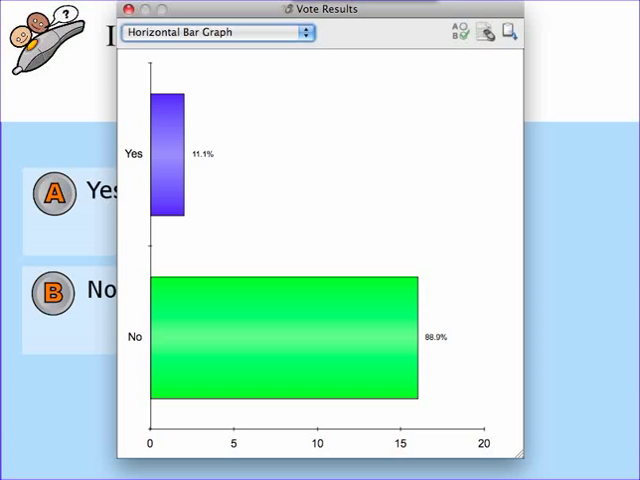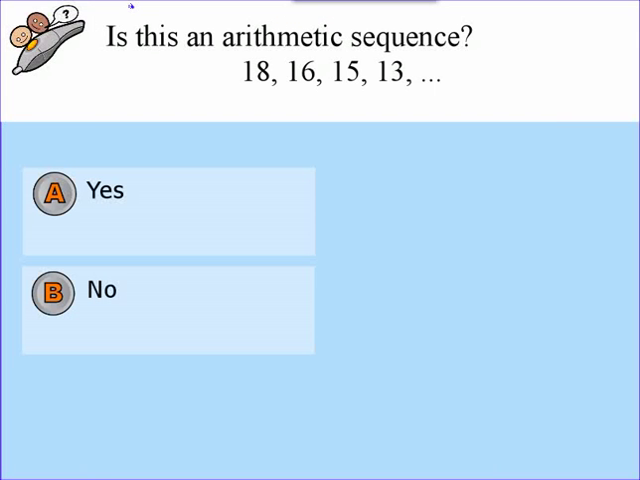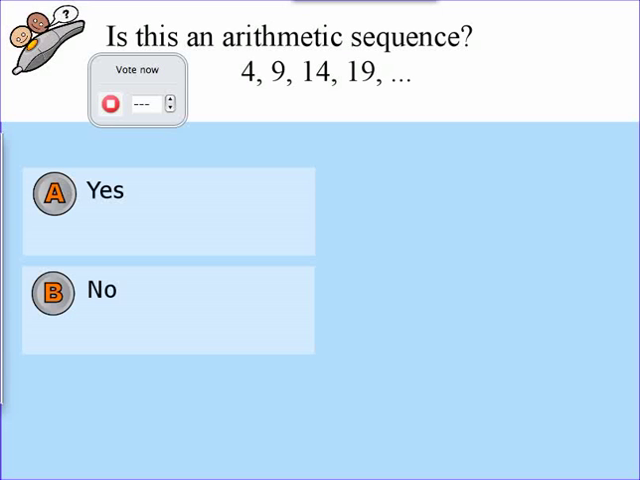Is that an arithmetic sequence? Yes or no? No. Okay, so let's look at why that is not an arithmetic sequence. It subtracts 2, then it subtracts 1. If you check here, I subtract 2 here. From 16 to 15, I subtract 1. 15 to 13, I subtract 2. Remember, in order for it to be an arithmetic sequence, all of those subtractions need to be the exact same. All right, let's look at this one. Is that an arithmetic sequence?